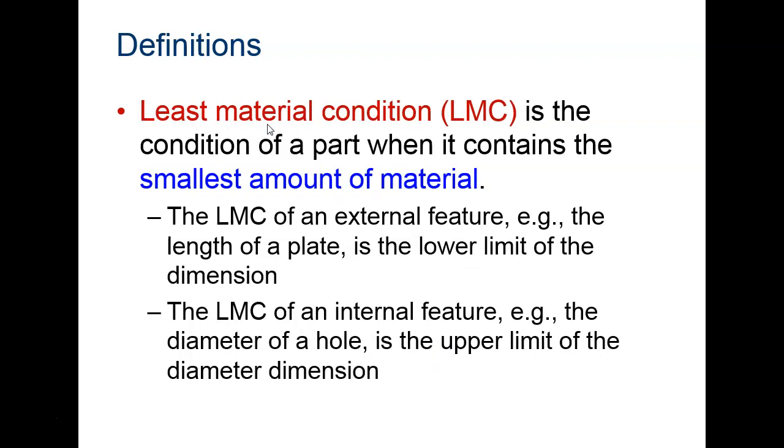So the least material condition means that you have the smallest amount of material. So the least material condition for an external feature is the lower limit. The least material condition for an internal feature, such as a hole, is the upper limit. Again, this is almost backwards from how you think of it, because when you have a bigger hole, you're using less material in your part when you make it.